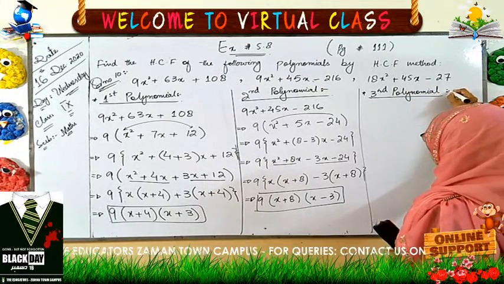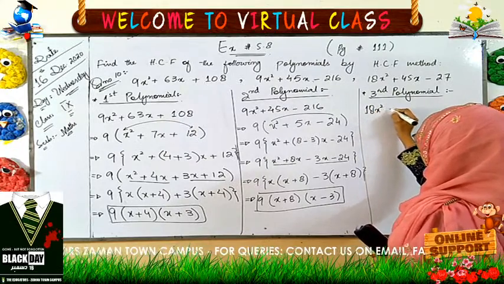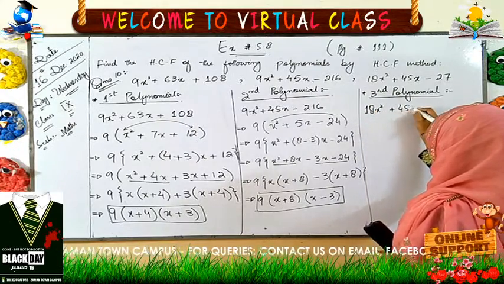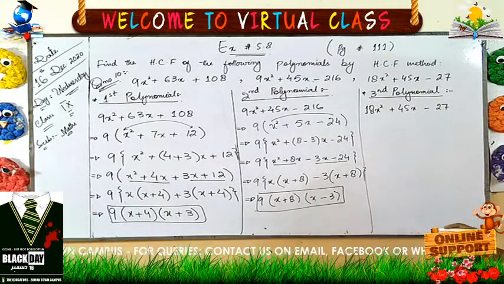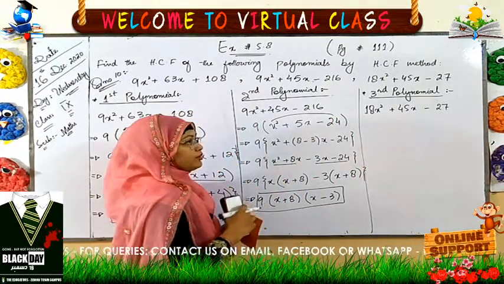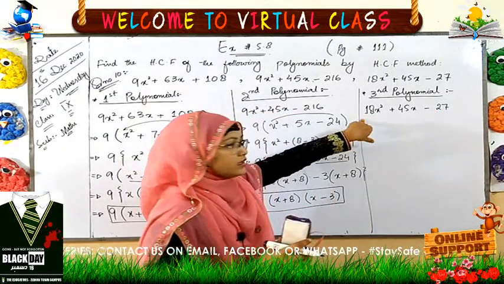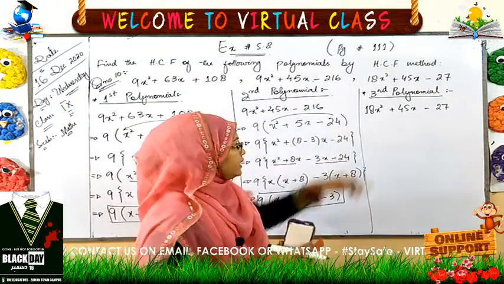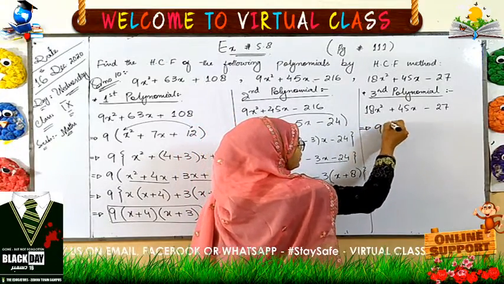What is the third polynomial? We have the third polynomial as 18x square plus 45x minus 27. Now what we have to do, again we can take out 9 as a common value, because 18, 45 and 27, these three are multiples of 9. So we can take out 9 as a common value. Taking 9 as common, what is left?